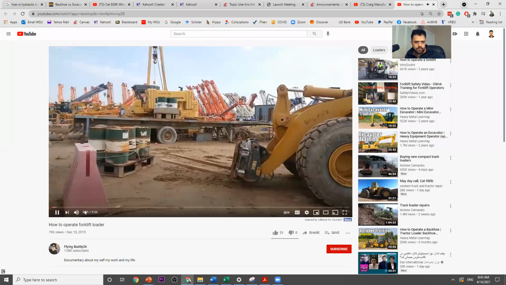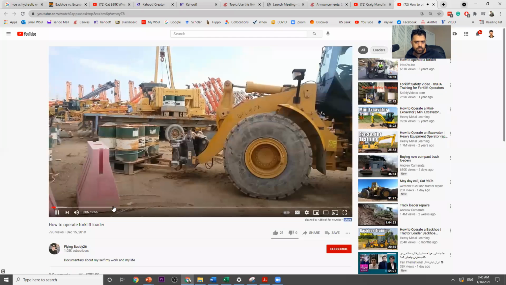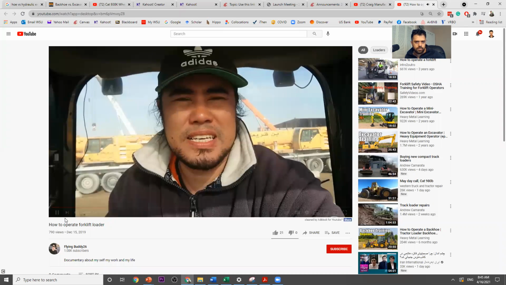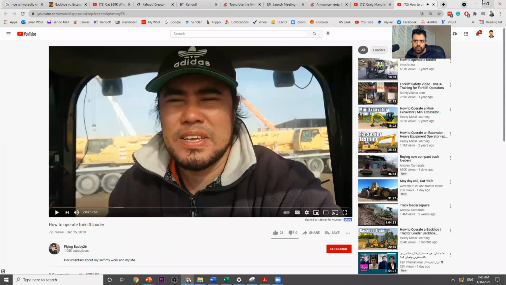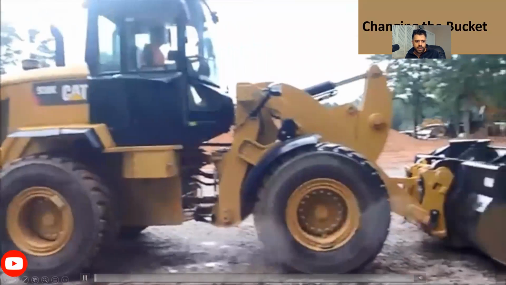So how about the forklift? Forklift loaders. That's what I use, guys. So you got the point, right? So these are forklift loaders.